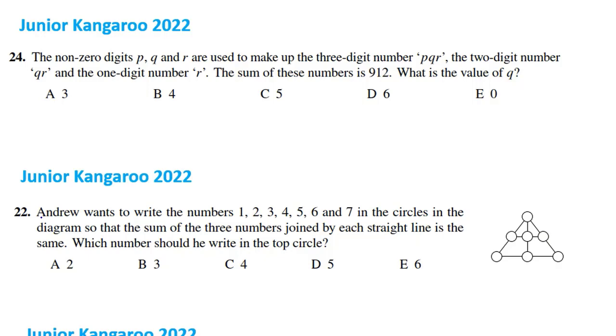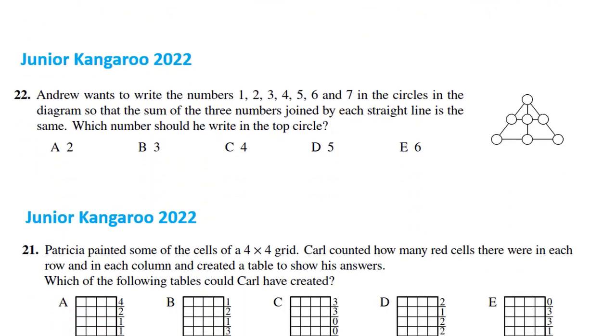Okay, next problem is problem 22 of Junior Kangaroo 2022. It says Andrew wants to write the numbers 1, 2, 3, 4, 5, 6, 7 in the circles in the diagram so that the sum of the three numbers joined by each straight line, like this one, this one, this one, this one, is the same. Which number should he write in the top circle?